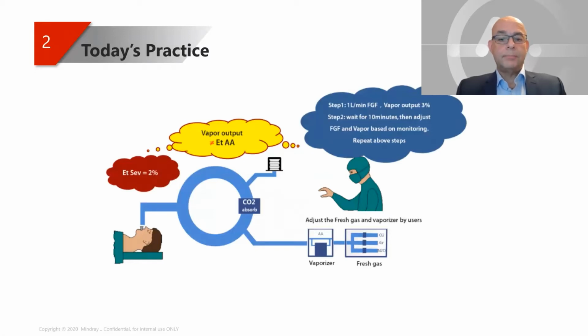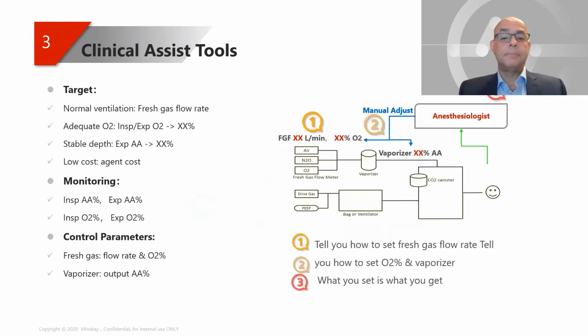Now in today's practice, the anesthesiologist has to think about the target sevoflurane that he wants to use. The output, he has to adjust fresh gas flow rates. Then he has to wait for 10 minutes, for instance, then adjust everything. And then he does that several times during anesthesia. And to achieve all the targets that you want to have, like normal ventilation and a stable anesthesia, there are some tools that Mindray has in this anesthesia platform that will help you with that.